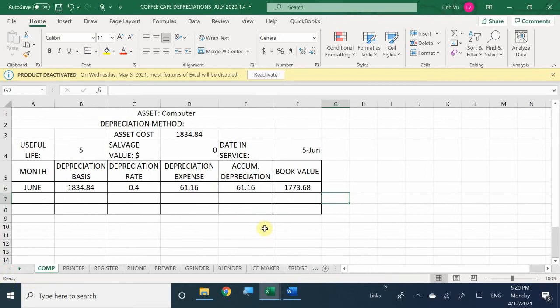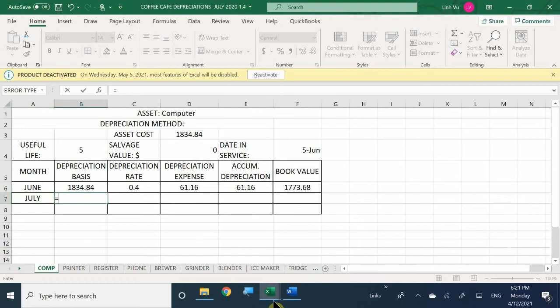Here we know for a fact that since it's double declining, the depreciation basis will always change every year, because the formula for your depreciation basis will always be your beginning of the year book value. So in this case, for July, my depreciation basis is going to be whatever my book value was that I solved for the previous month, because my ending book value is going to be my beginning for the month of July.